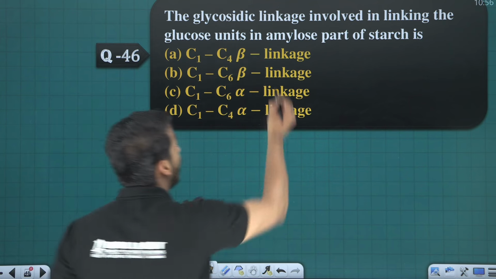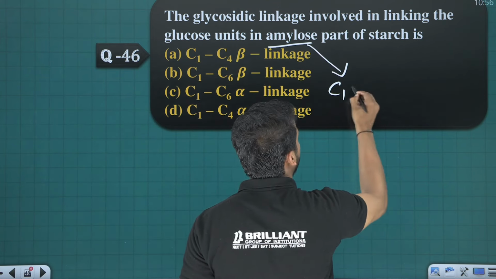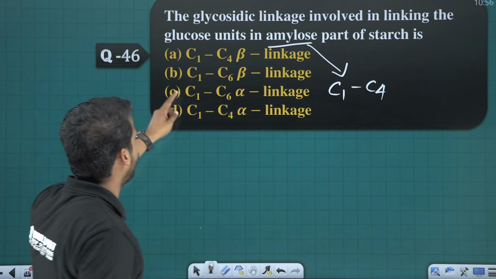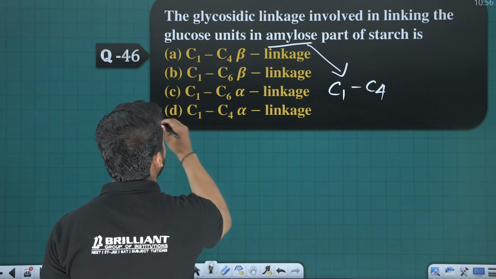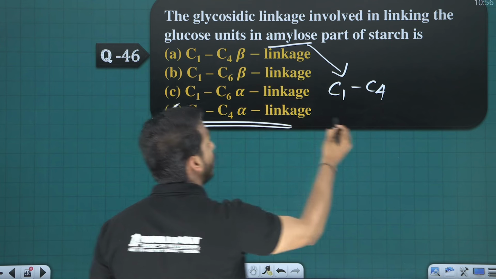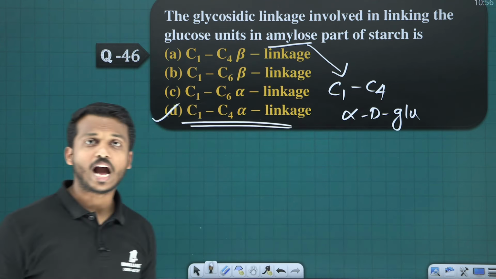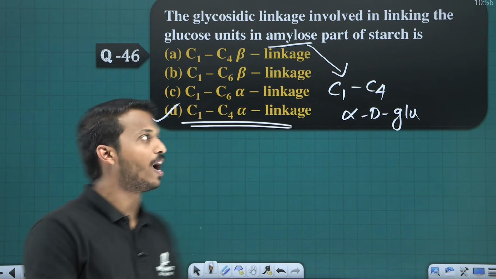Now, which glycosidic linkage is involved in linking the glucose units in amylose? Dear all, in amylose, the connection is between C1 and C4, an alpha glycosidic linkage. Why alpha? Because amylose is made up of alpha D glucose, with C1 and C4 connected.